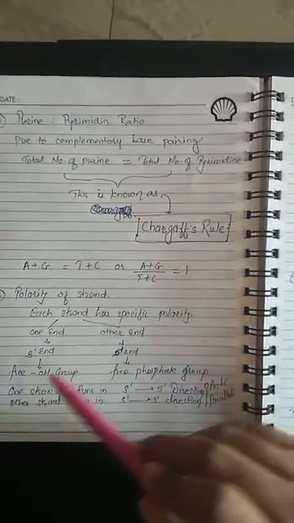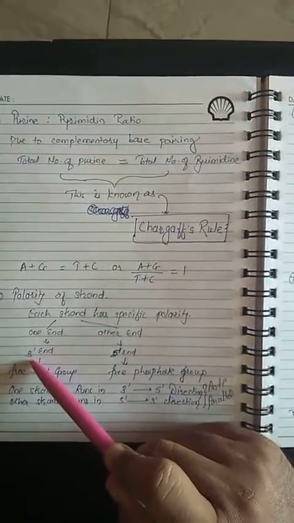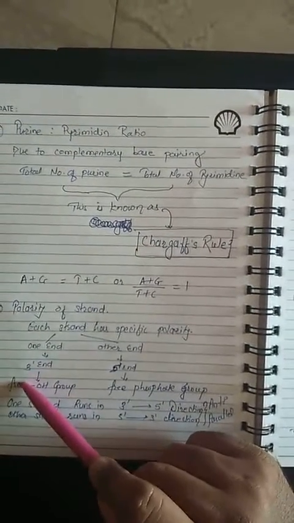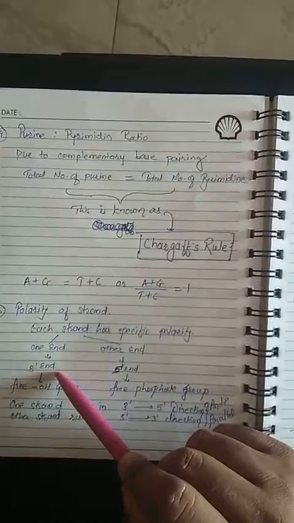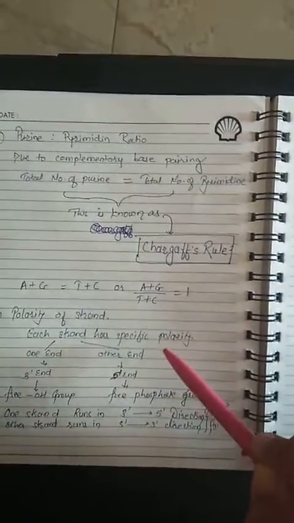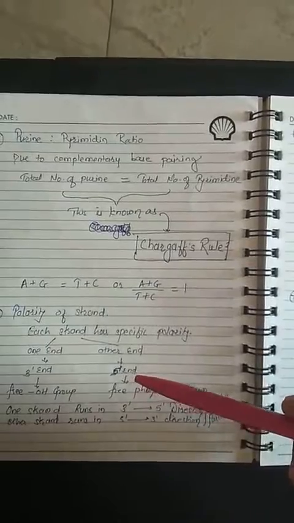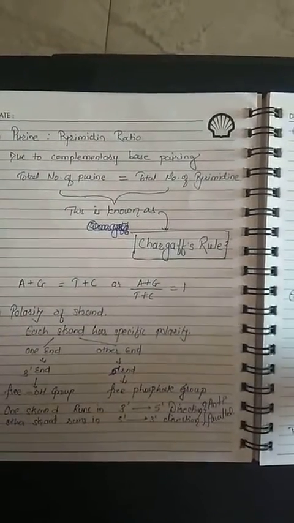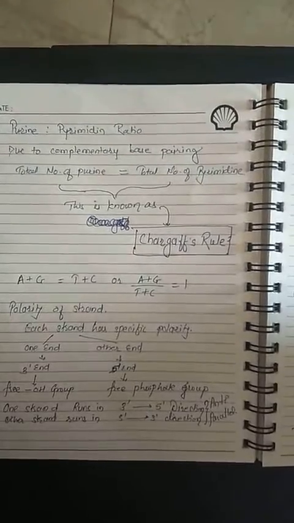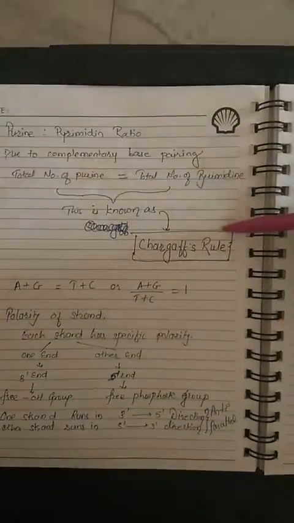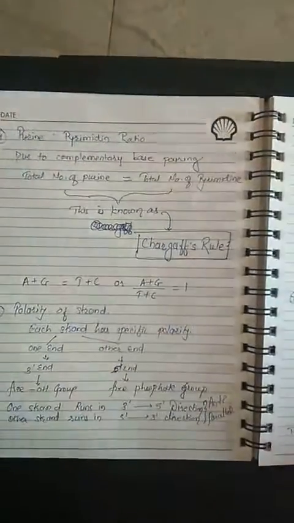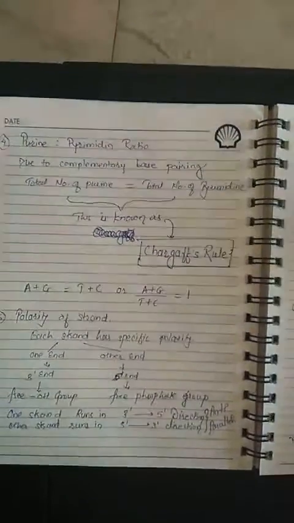So polarity is defined by the 3' end. If a strand has the 3' end as a free end with a hydroxyl group, that will be the 3' end, whereas the other end, which has the fifth carbon with a free phosphate, is the 5' end. So always one end will have a free hydroxyl group, whereas the other end will have the free phosphate group, or vice versa.